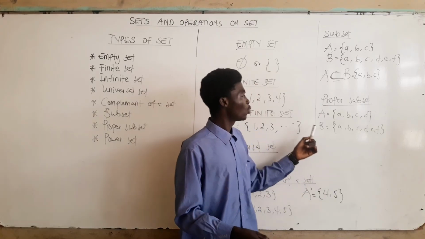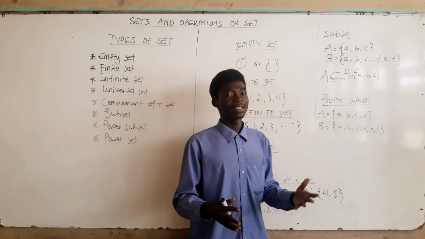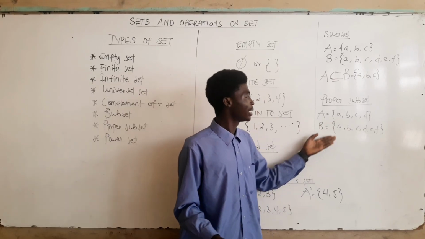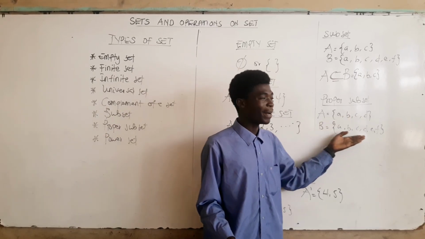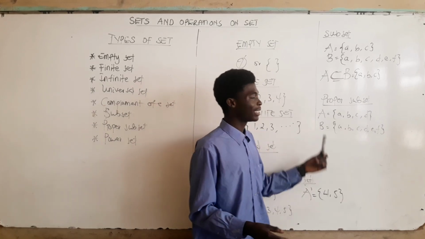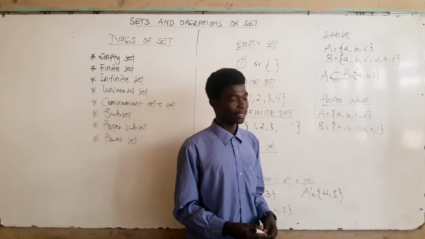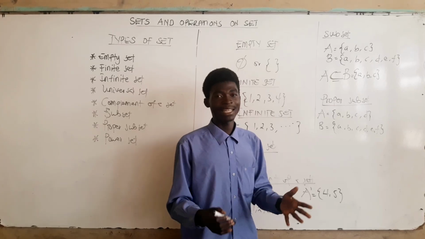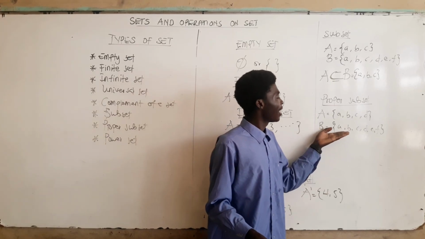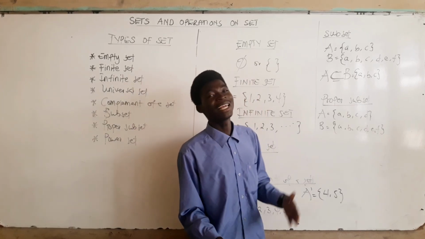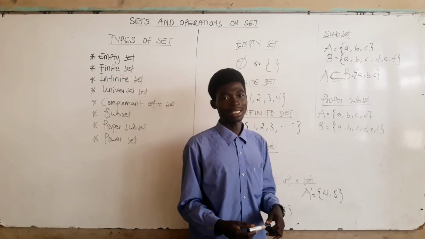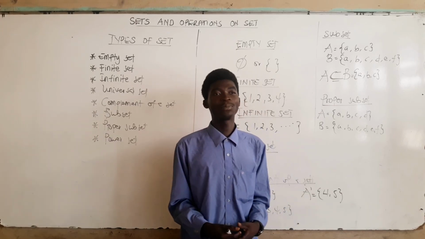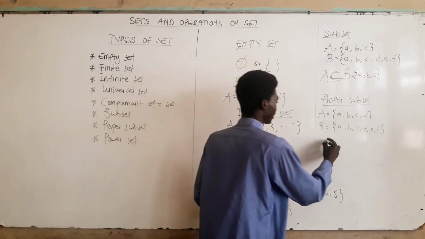And that is a proper subset. So the question would be like, is A a proper subset of B? And the answer is yes. A is a proper subset of B because the elements of A can also be found in B, but it is not equal to B. And that is the proper subset. The question can also be rephrased as, is B a proper subset of A? The answer is no, because A, B, C, D, E, F cannot be found in A, and that makes B not a proper subset of A. So that is a proper subset. I hope it is clear. Now let's move on to the power set.